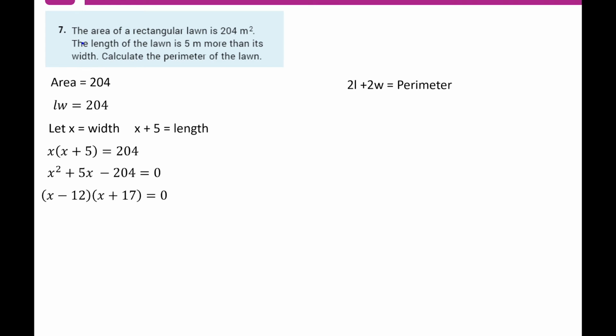So putting both brackets equal to 0 gives us x is equal to 12 or x is equal to minus 17. However, our width cannot be negative. Therefore, x is equal to 12.